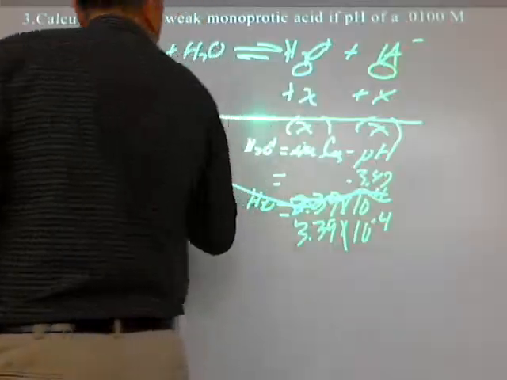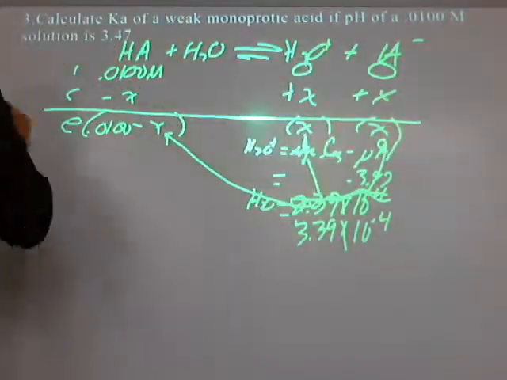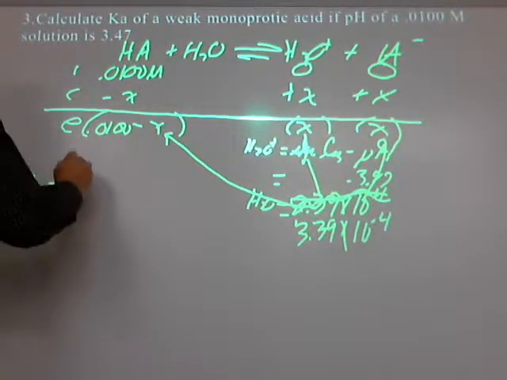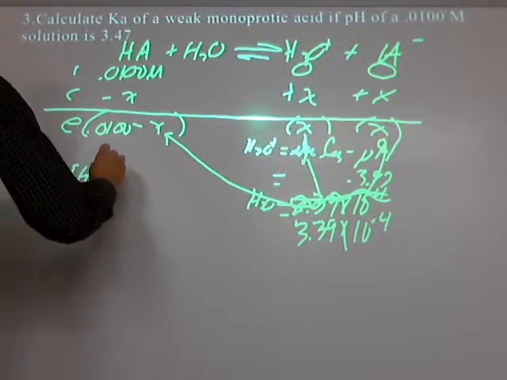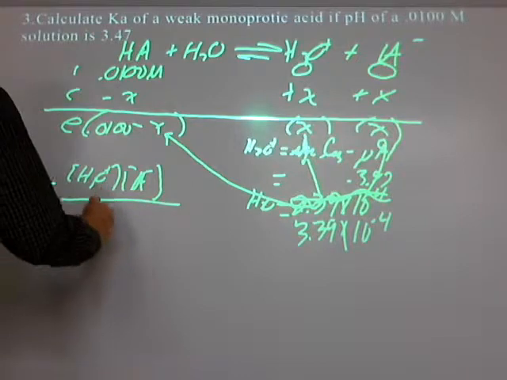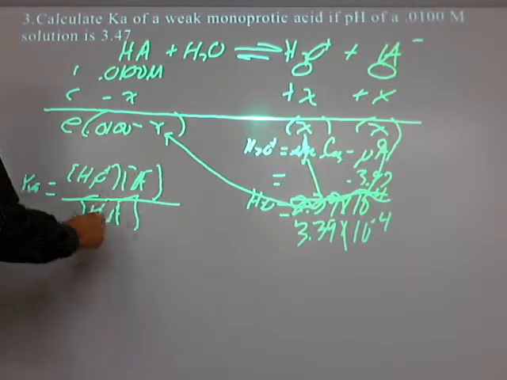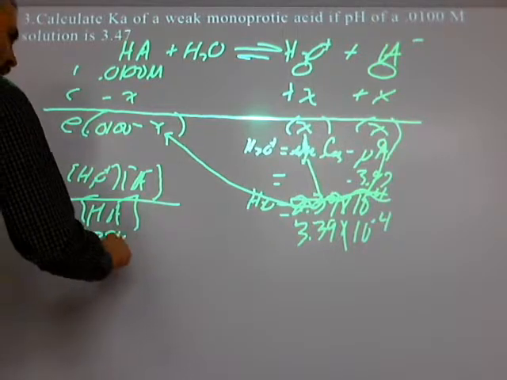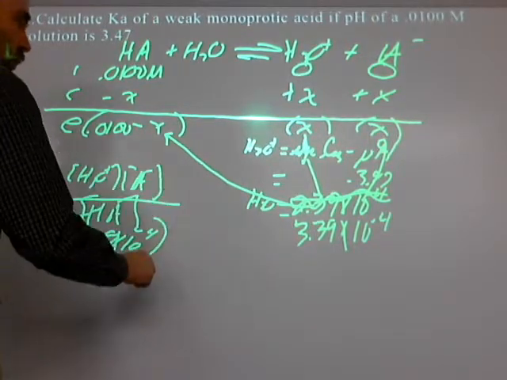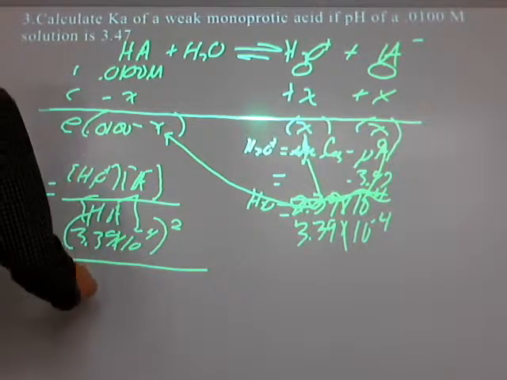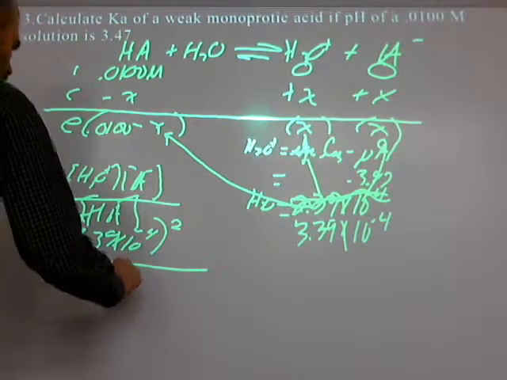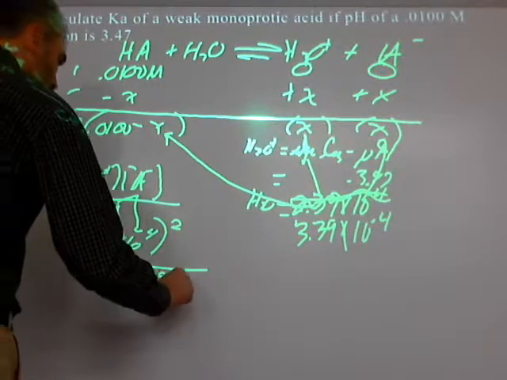I plug that guy in for here, and for here. So when I go to solve, I show the equation Ka equals hydronium times the negative ion over HA. And again, at this point, someone will decide, oh, it's time for me to solve for X, and they'll put X's in here. It happened last test. It'll happen again this test. All right, you don't. You put in 3.39 times 10 to the negative 4th squared, basically, right? Over 0.0100 minus 3.39 times 10 to the negative 4th.